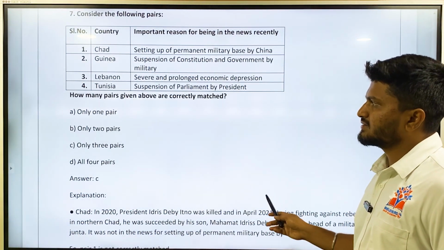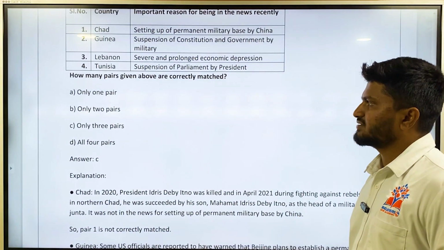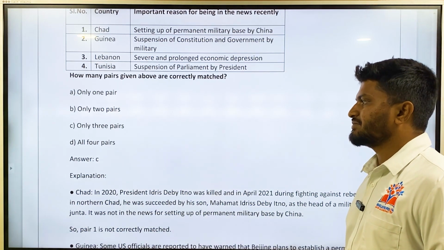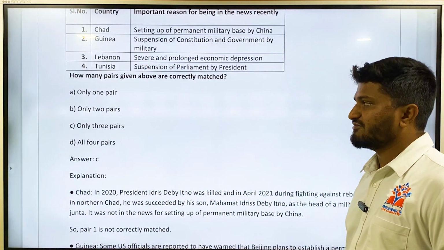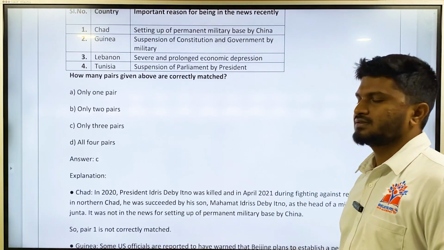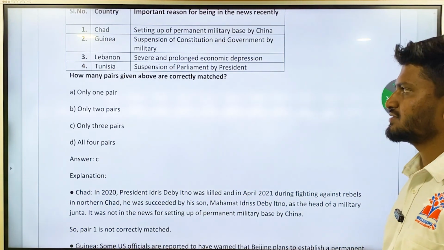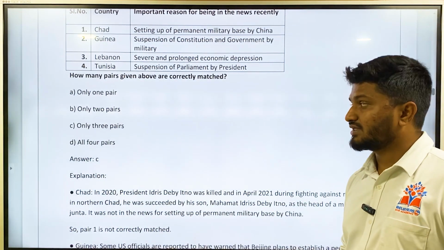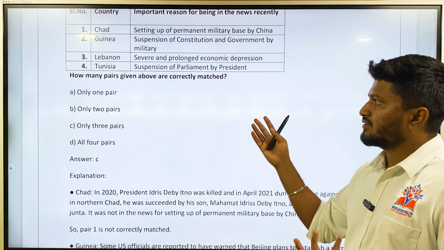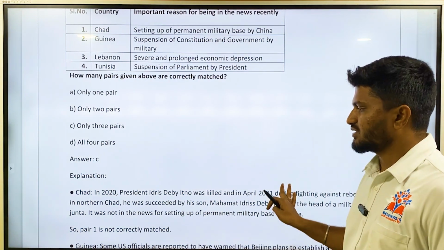The correct answer here is, so we are asked to correctly match, that is only one pair, two pairs, three pairs, or all the four pairs. Very difficult question. Even if you know two pairs, you will not be able to answer correctly. Even if you know three pairs, even then you will not be able to answer the correct one because you are not sure about the fourth one. So these kinds of questions are very difficult.